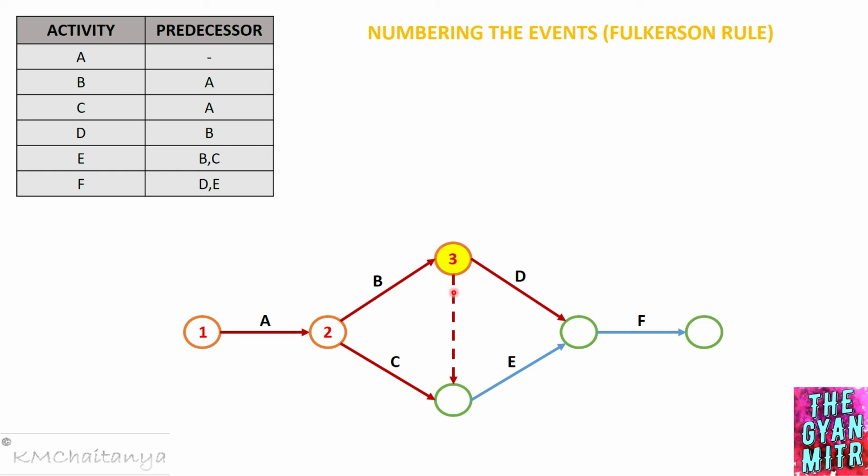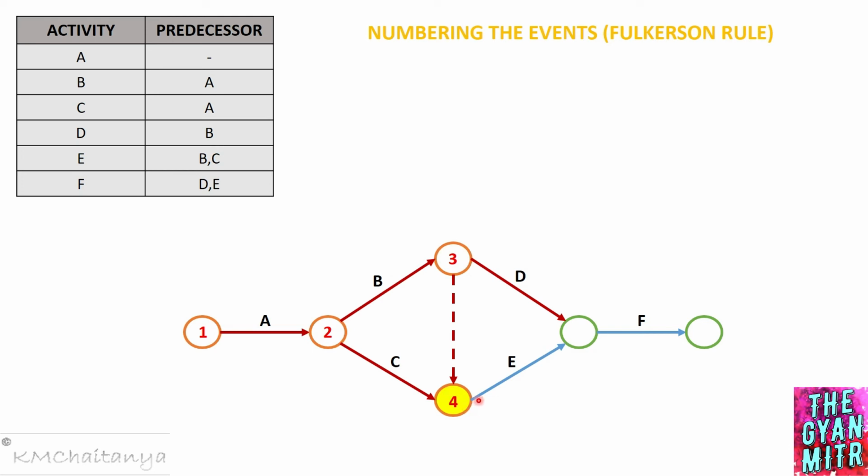Now I have 2 events that are ending. If I look at this event, we have one activity which has not been traced, so I cannot number it as of now. Whereas for the event over here, both these incoming activities have been traced, so I'll be numbering it as event number 4. Now I'll move on to event 4.